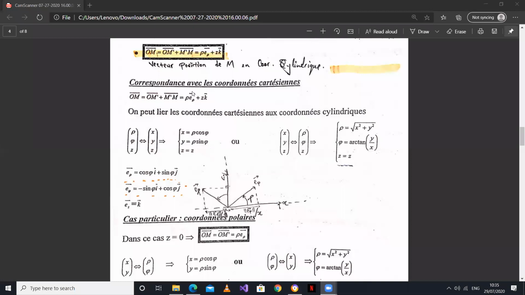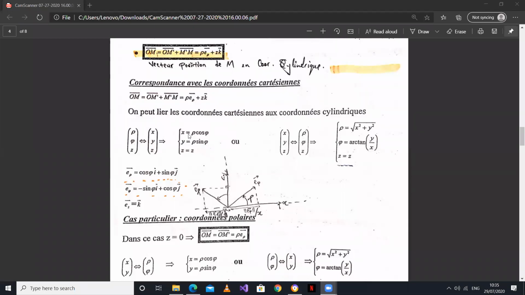How are you going to transform this position vector, which is in the cylindrical system with the rho and the phi, into the Cartesian system? So now we are going to do some calculations and we'll see exactly how. On peut lier les coordonnées cartésiennes aux coordonnées cylindriques like this. So we're trying to make this relation from rho, phi, z to x, y, z. So the formulas have already been derived. And that's what I'm telling you.